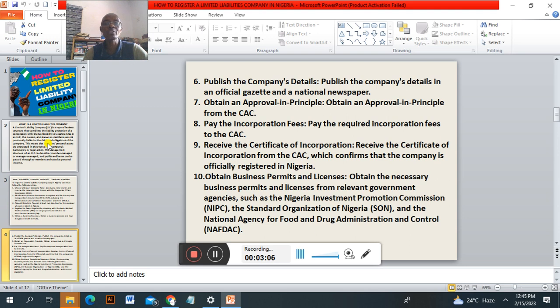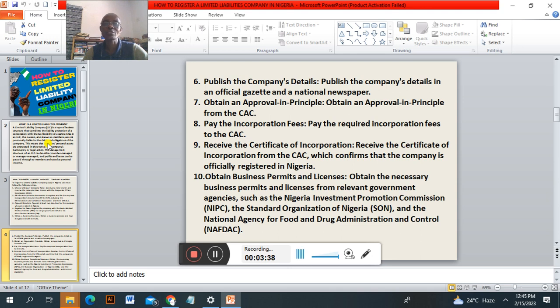Number six, publish the company's details in the official gazette or in a national newspaper. Number seven, obtain an approval in principle with CAC. Number 8, pay the incorporation fee. Pay the required incorporation fee to the CAC.